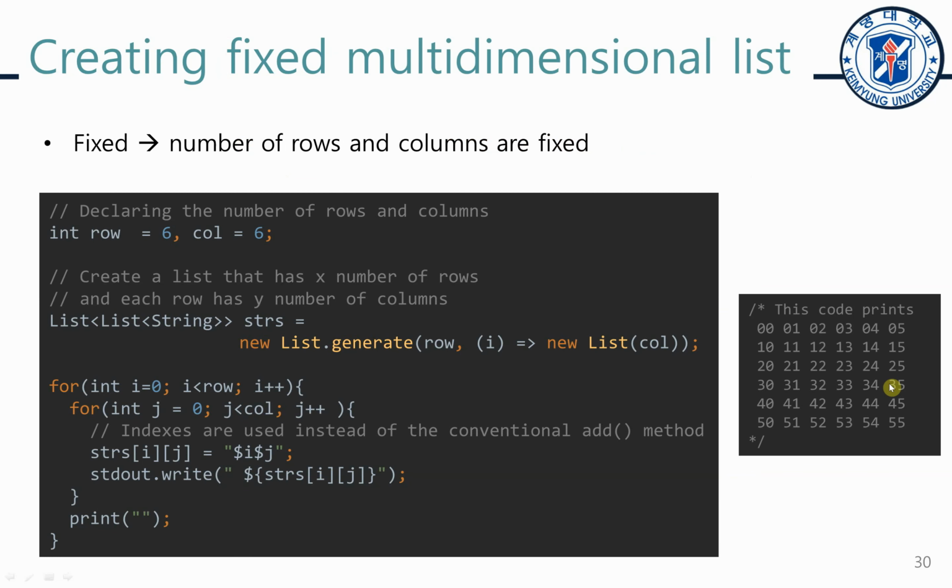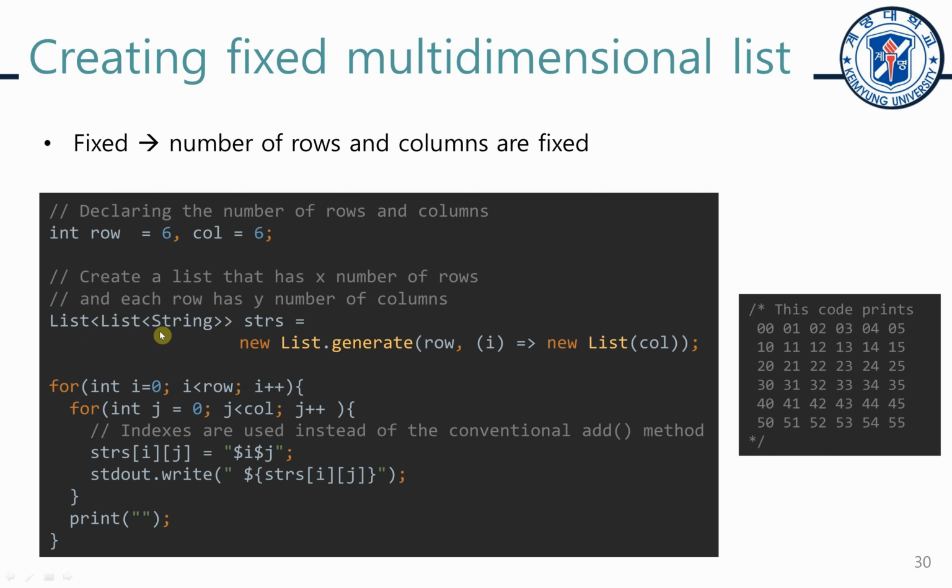For instance, you can take a look at this example, and in this case we have the number of rows and the number of columns fixed, not growable, as we have discussed earlier. So this is a fixed row and column list. We declare how many columns and how many rows it is going to have, and you can see that we create a list, and inside that list we created a list of strings.